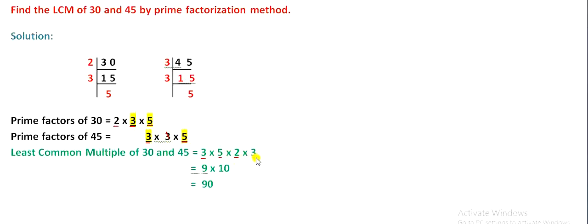Now the last step is to find the product of these common and non-common primes. First I will multiply this 5 and 2. 5 into 2 we get 10. This 3 and this 3 will give us a product of 9. We wrote 9. 9 into 10 is 90. Hence the least common multiple of 30 and 45, we get it as 90.